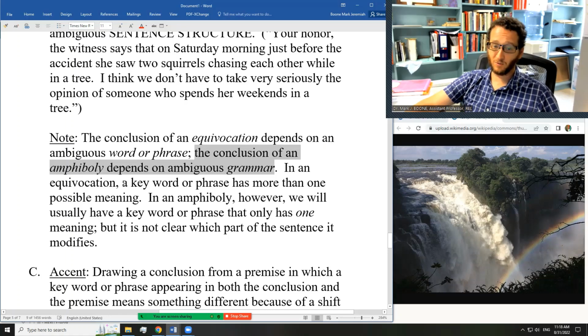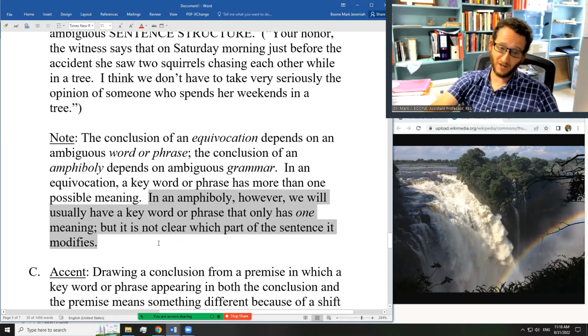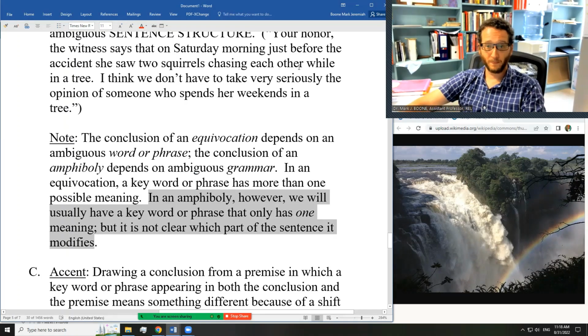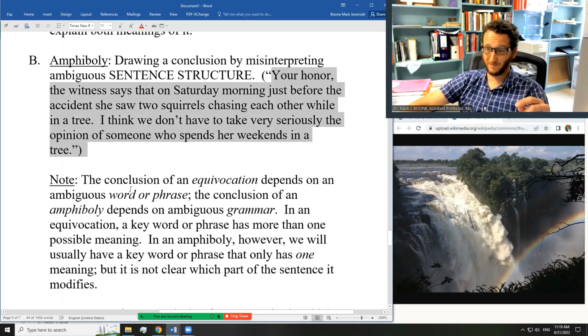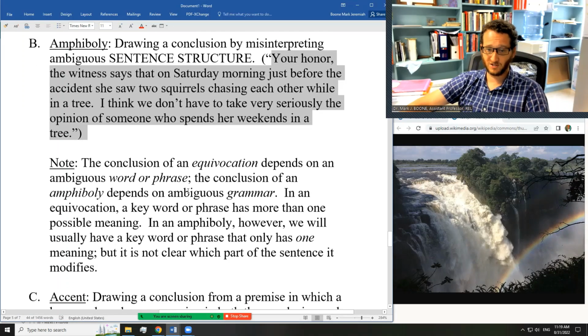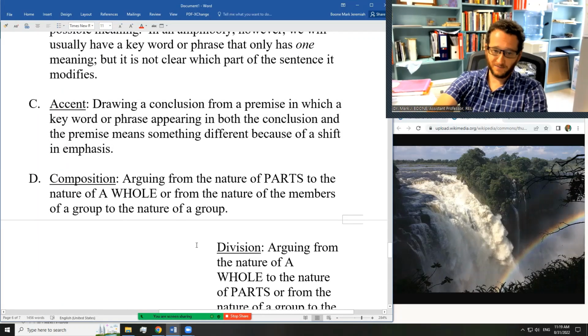In equivocation, some key word or phrase will have more than one possible meaning. In an amphiboly, the key word or phrase will normally have only one meaning, like while in a tree only means one thing here. But it's not clear which part of the sentence it modifies. Does it modify she saw, or she saw squirrels chasing each other while they were in a tree? That's the question. The person making this argument thinks it modifies she saw when really it modifies squirrels chasing each other.